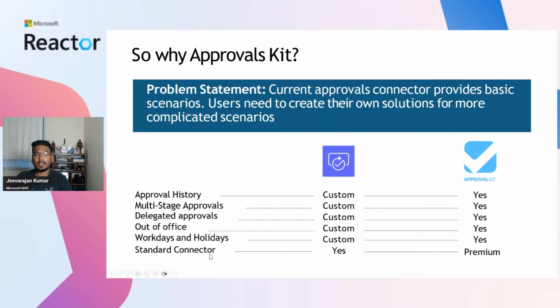These are all the features that come. From a standard connector standpoint, yes, the approvals connector is part of the standard connector. You don't need a premium license, but the approvals kit, which we are going to talk about today, requires a premium license. The reason is that it uses Dataverse extensively, so it does require a premium license to use the approval kit.